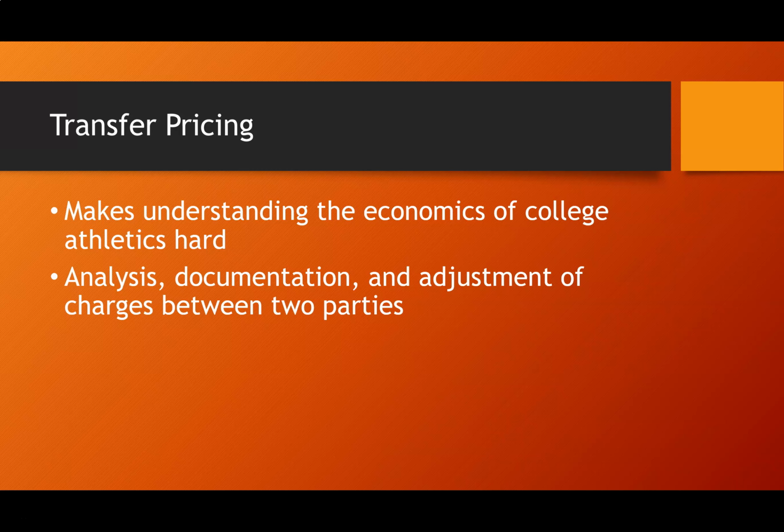In order to understand the economics of athletics at the big college level, you have to understand transfer pricing. Basically, it's an analysis, a documentation, and an adjustment of money and charges between two parties. At the Division I level, the university and the athletic department are two separate entities, meaning they have separate budgets. They're not even connected to each other.